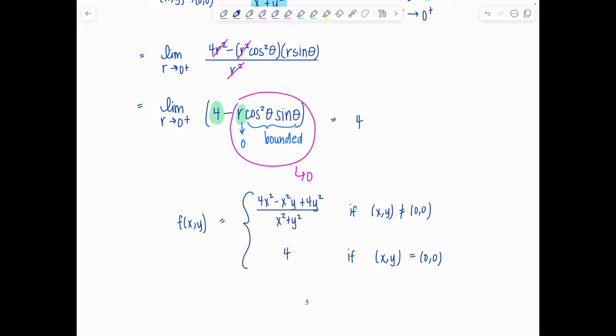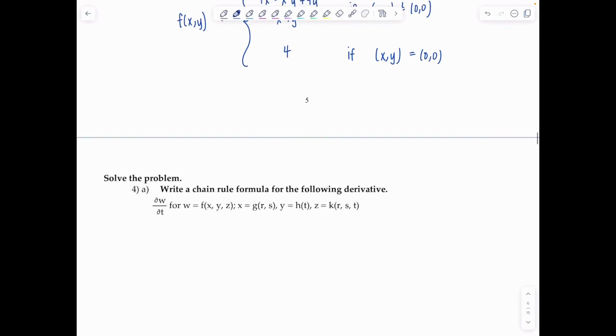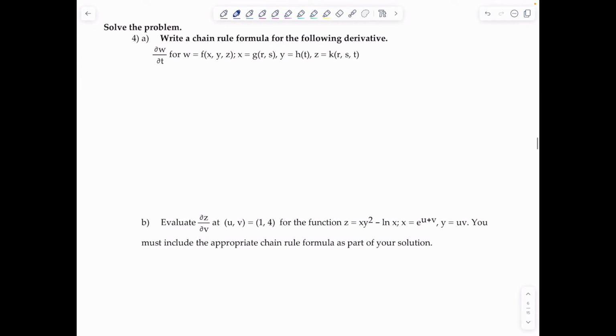Okay, good. This was a nice opportunity for them to show that they knew how to switch to polar when taking limits, and that they understood the definition of continuity. All right, moving on. Next topic was the chain rule.